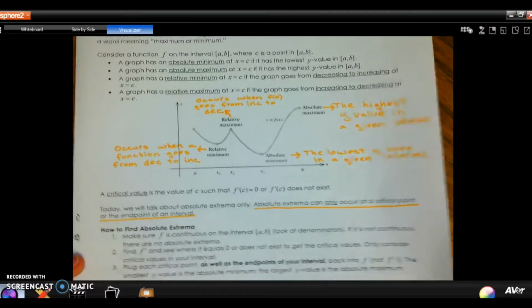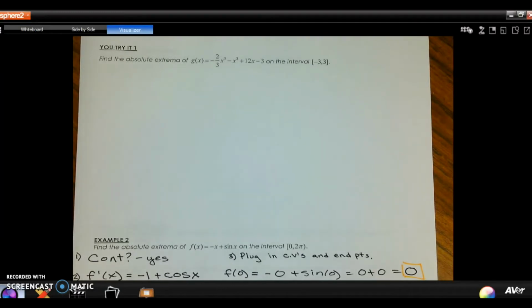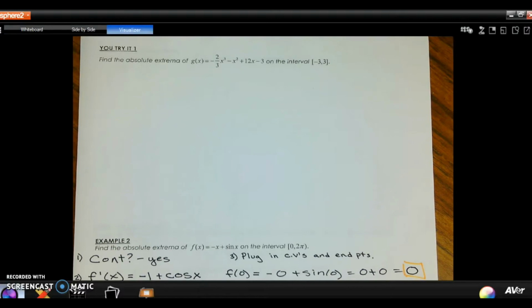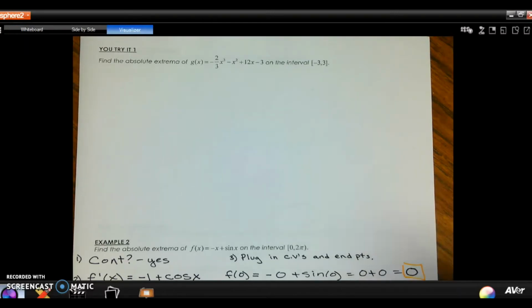All right, so let's take a look at this example here. Find the absolute extrema of g of x over the interval -3 to 3. The first thing we want to do is determine its continuity. And I can conclude that this is continuous. That's just a polynomial. Notice that there's not going to be any vertical asymptotes or anything that would make me nervous.